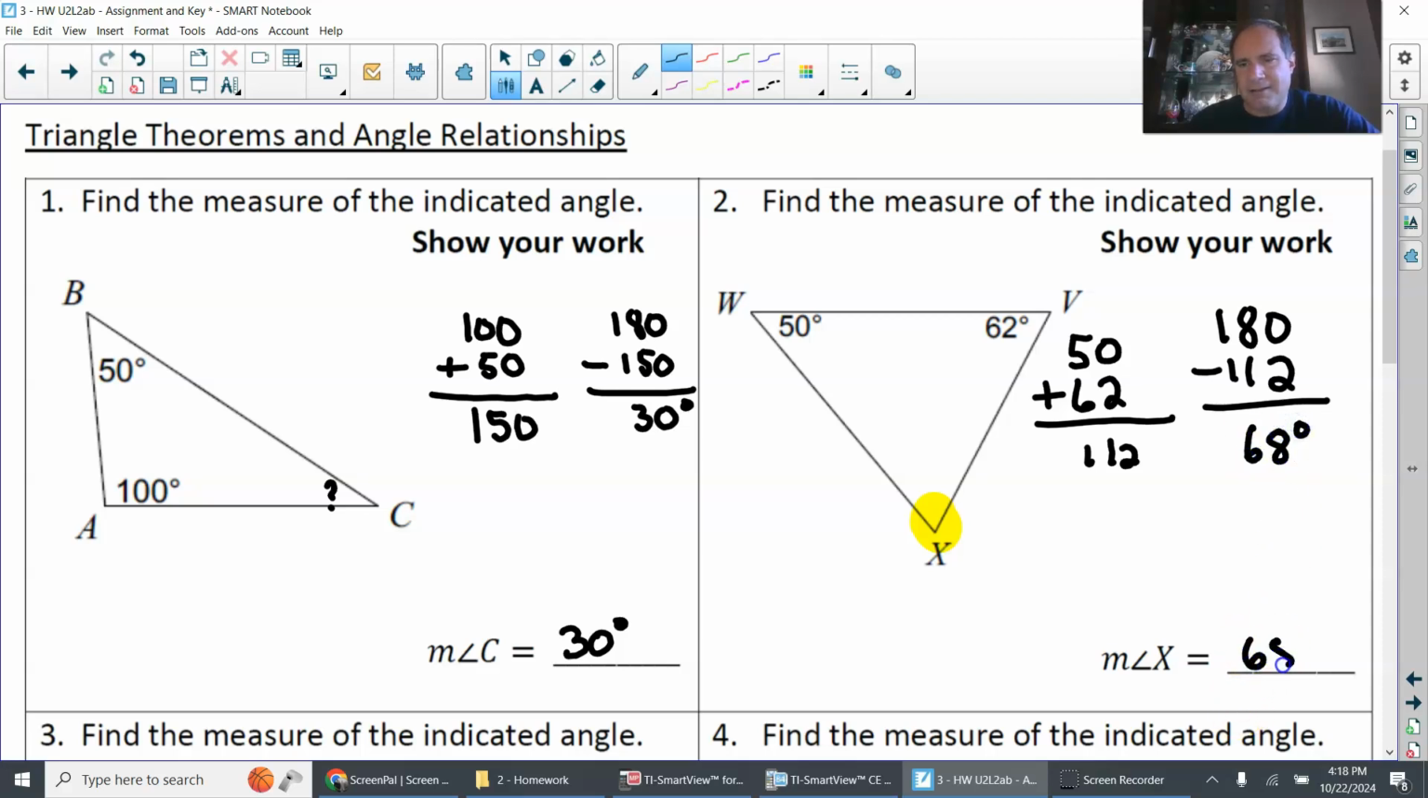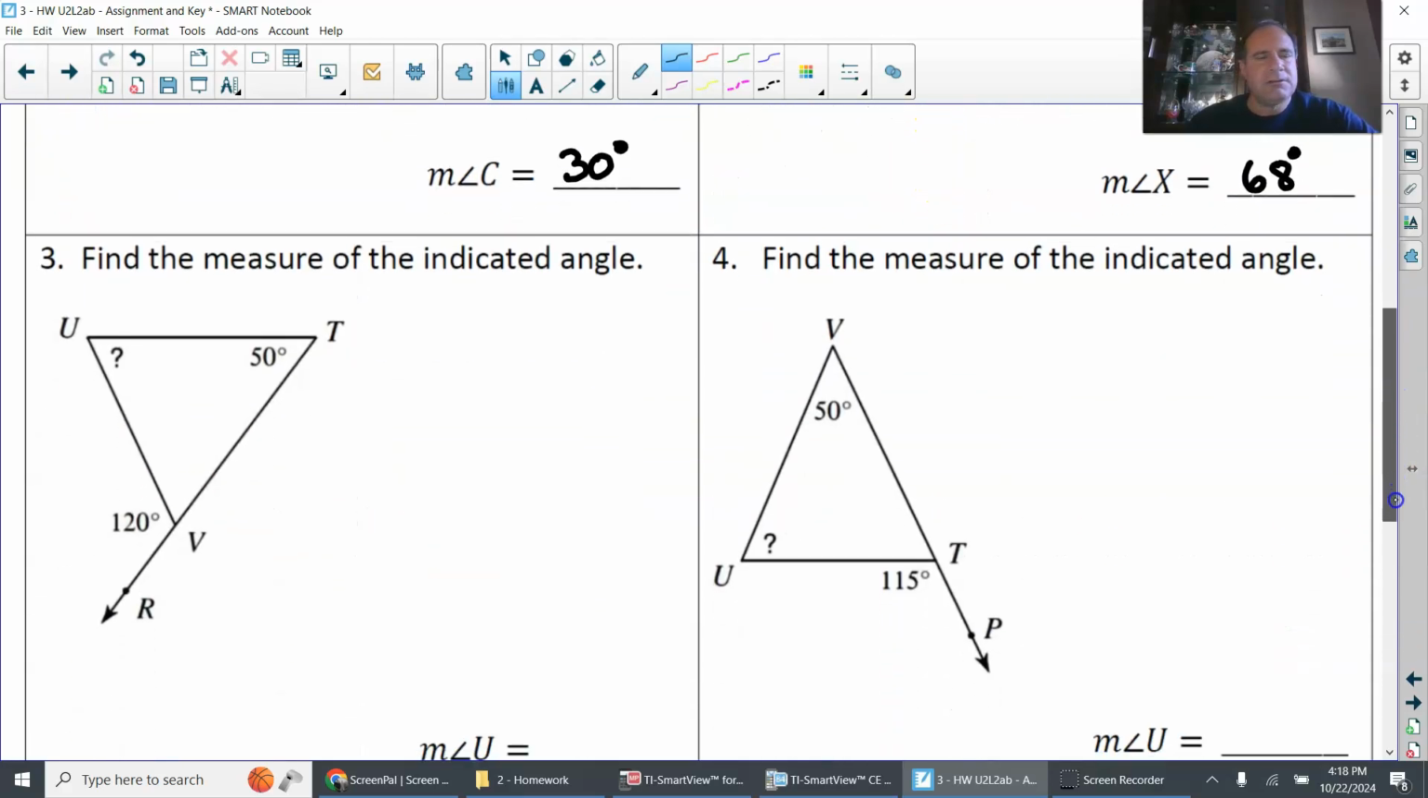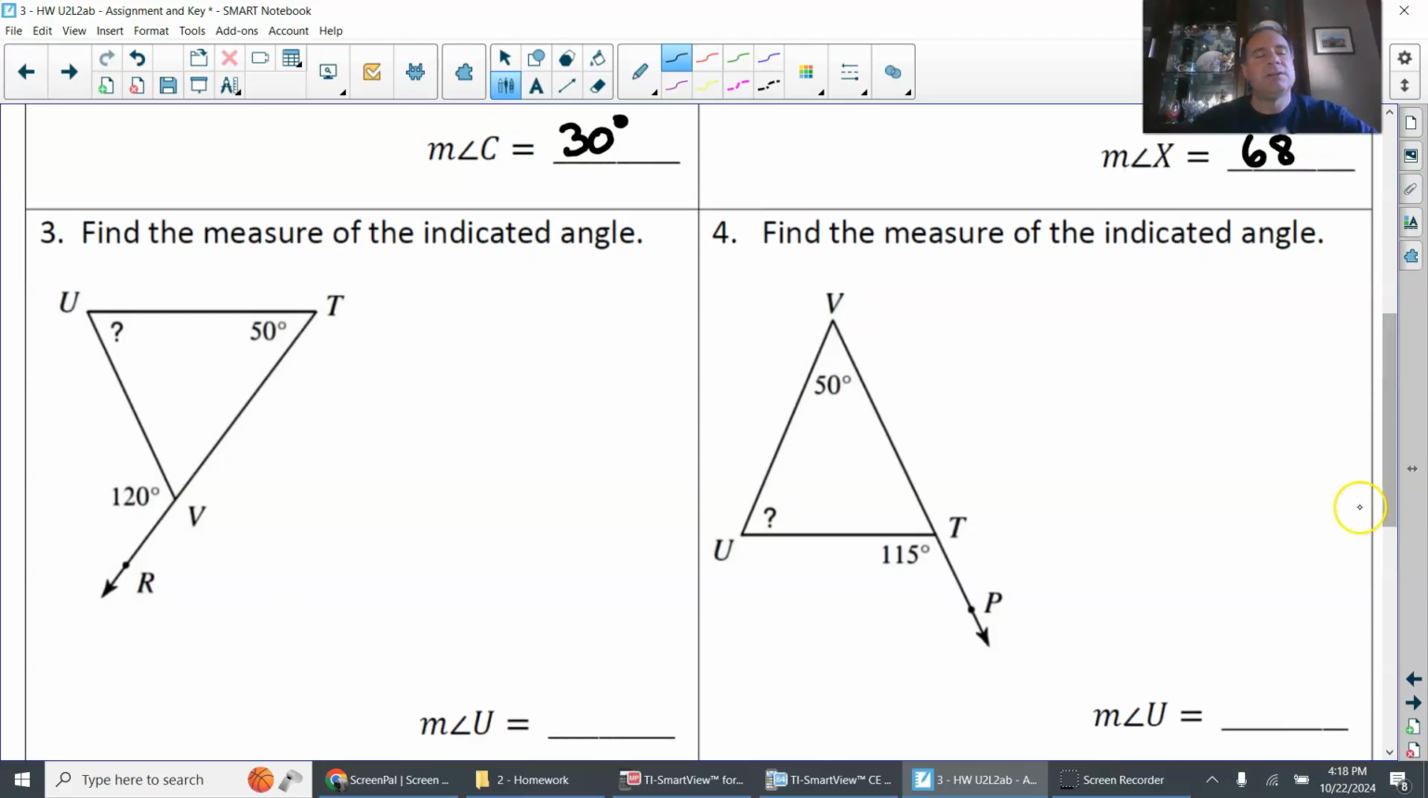So X is 68 degrees. The interior angles of a triangle add up to 180 degrees. There are two different ways to do this one, but they want this angle right here. They want angle U.